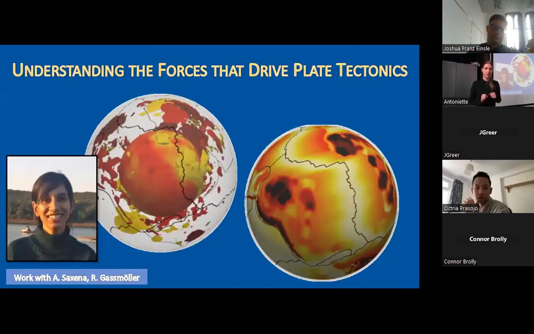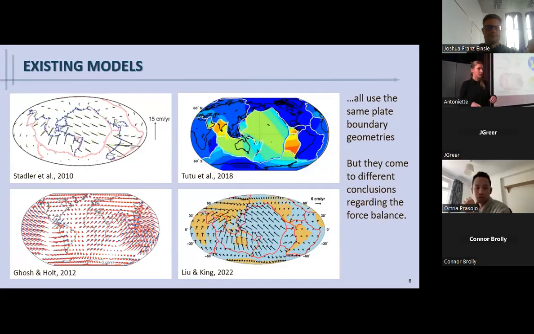I'll start with the first topic, understanding the forces that drive plate tectonics. All of the models I will show were done by my postdoc, Xena, shown here. Understanding what drives plate motions is an important topic.